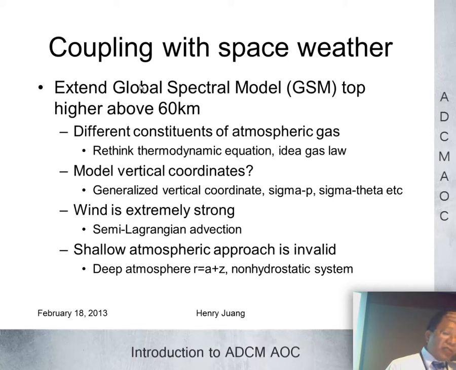And the last one, the shallow atmosphere approximation, may not be valid because up there it is very high. If you have 100 or 120 kilometers, or even 60 kilometers, your r equal to a gives 1% or 2% of error. With winds of 1 second, that 2% error means your advection could be totally wrong. So we are thinking about the deep atmosphere, which of course requires a non-hydrostatic system. I may not have time to show you the last one, but I will do my best to show you at least the first three.